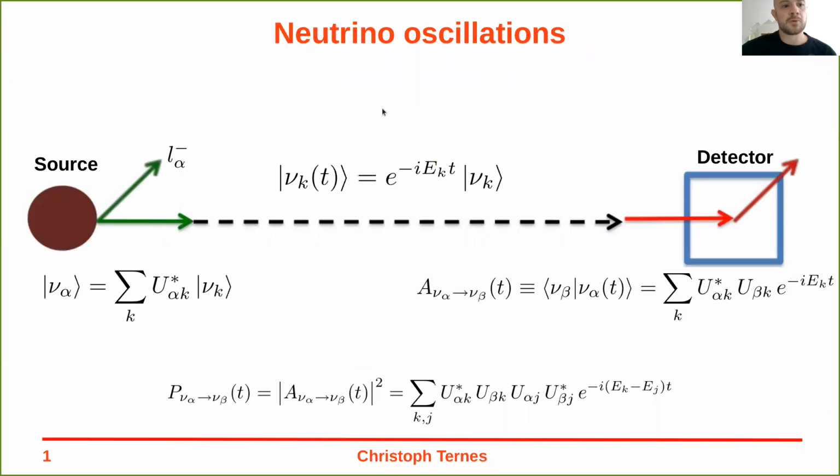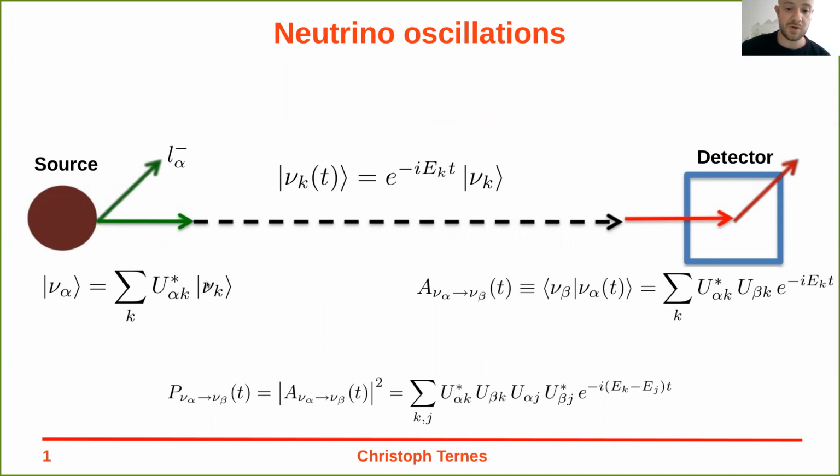As you know, neutrinos are produced in charged current interactions as weak eigenstates, and these weak eigenstates can be written as superposition of mass eigenstates weighted by the entries of the lepton mixing matrix U here. The time evolution of the mass eigenstates is given by this formula here, which is obtained by solving the free Hamiltonian for neutrinos.